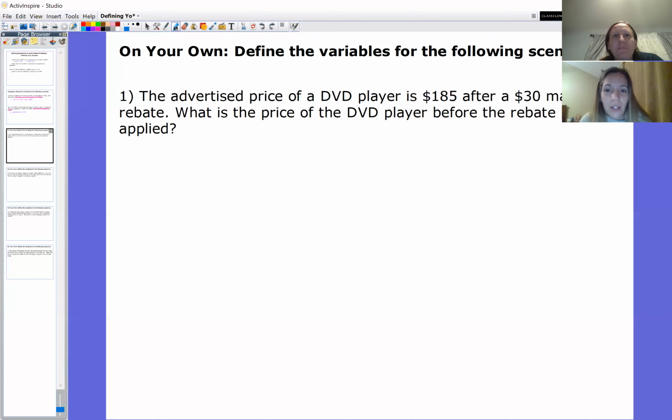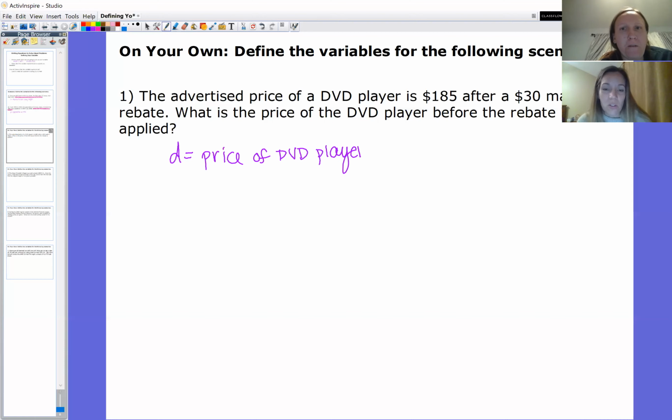Okay, so we are going to go with, I would say, lowercase d. Oops, Mrs. Prange, that was a highlighter. Some people might say, hey, I want to use the lowercase letter p, and that's fine as well, but I'm going to say d, and that d stands for the price of the DVD player. But I'm not going to stop there because there's different prices. There's a price of the DVD player before the rebate, and there's a price after. This variable is standing for the price of the DVD player before the rebate.